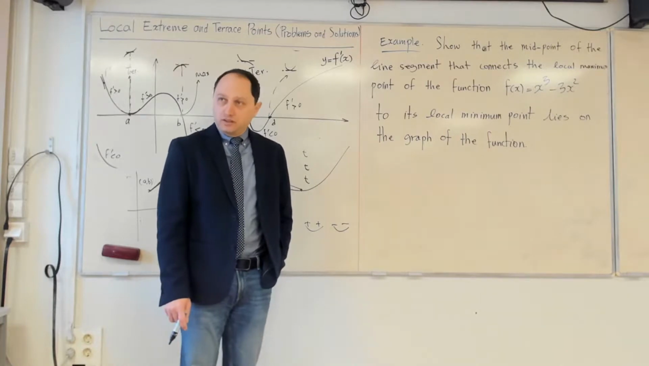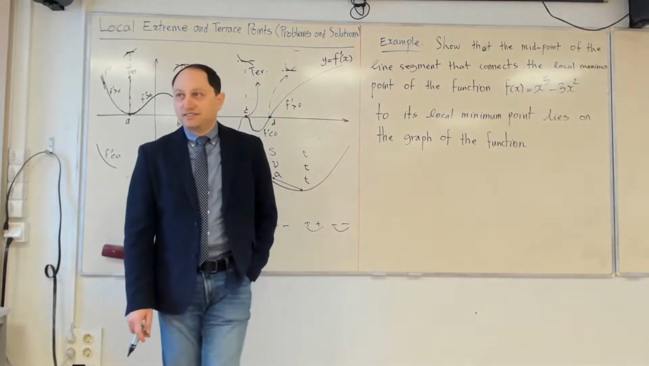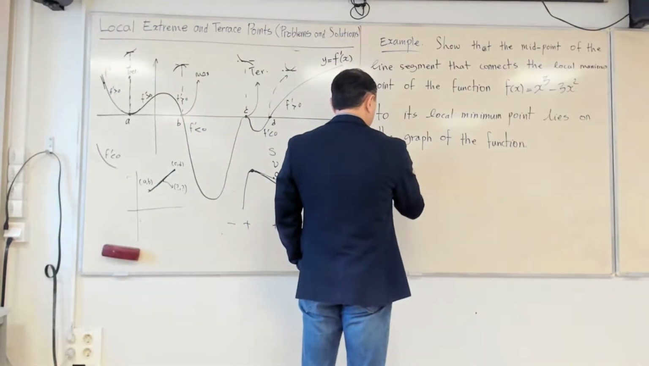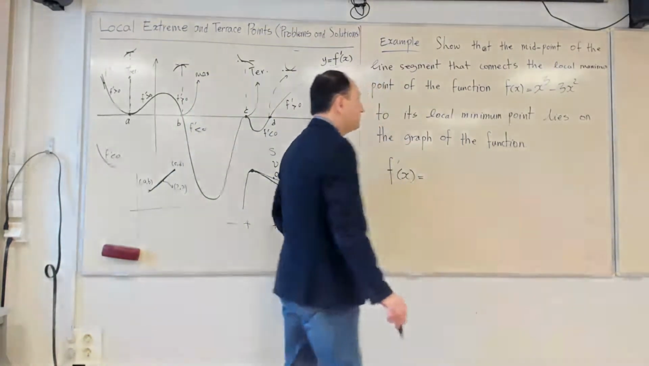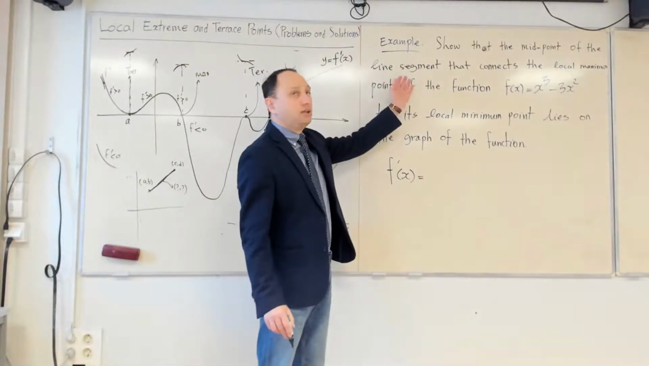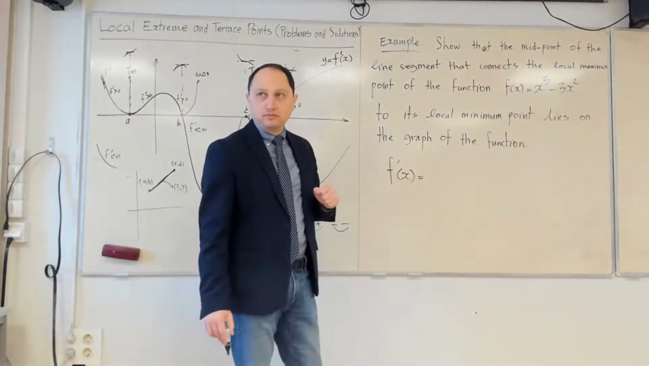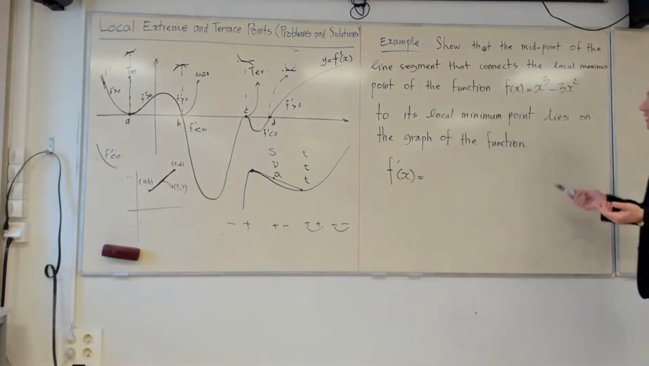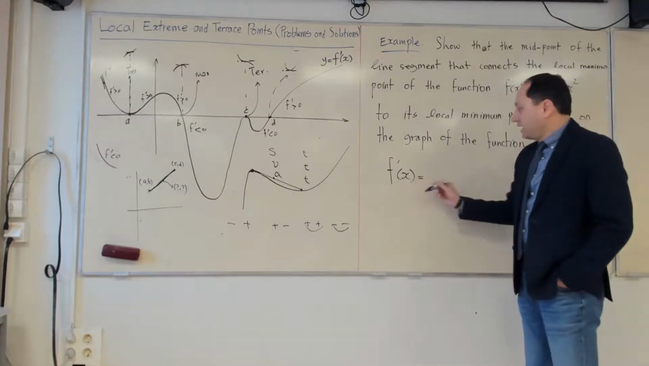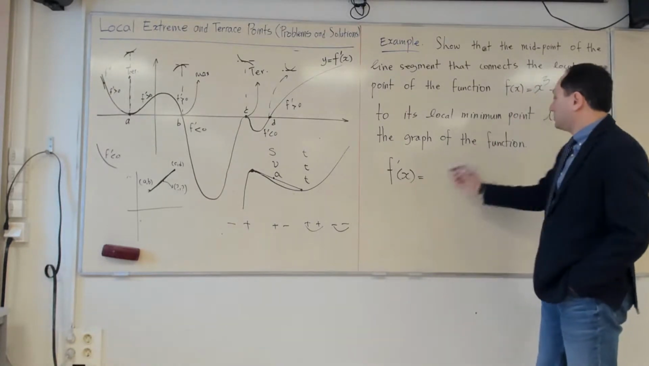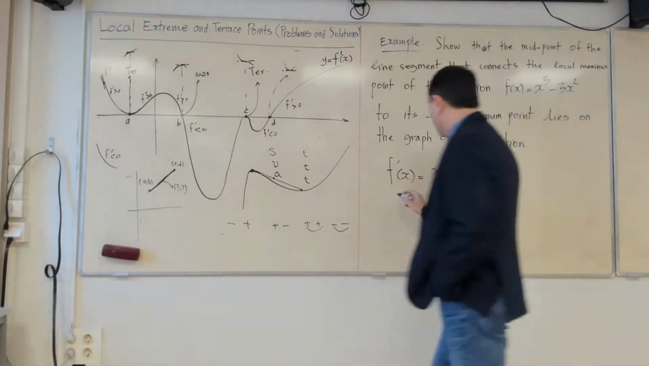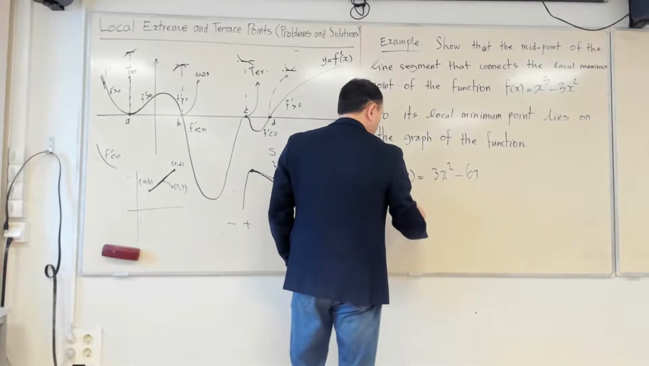Yes? Take the derivative and equal it to 0. Okay, so I will take the derivative. Why am I motivated to do that? Because it is talking about the local extreme points, so I need to find them. Otherwise, how should I know what is that line connecting these two? Okay, so f prime of x is equal to, what is the answer? 3x squared minus 6x.